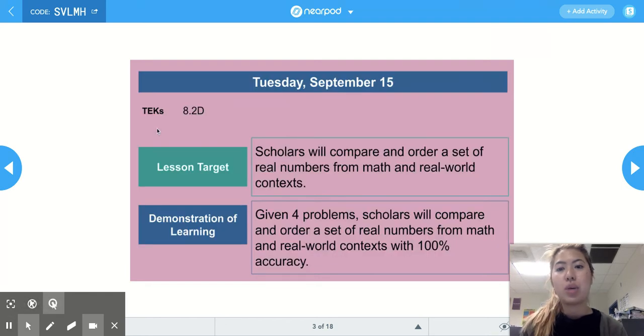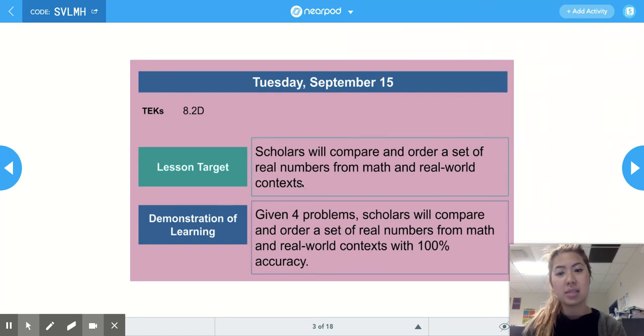Today's TEK is 8.2D. Our lesson target is that scholars will compare and order a set of real numbers from math and real-world contexts. Your DOL is given 4 problems. Scholars will compare and order a set of real numbers from math and real-world contexts with 100% accuracy.